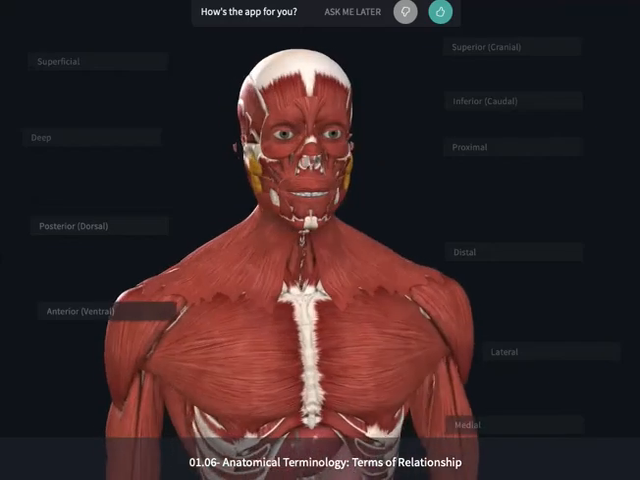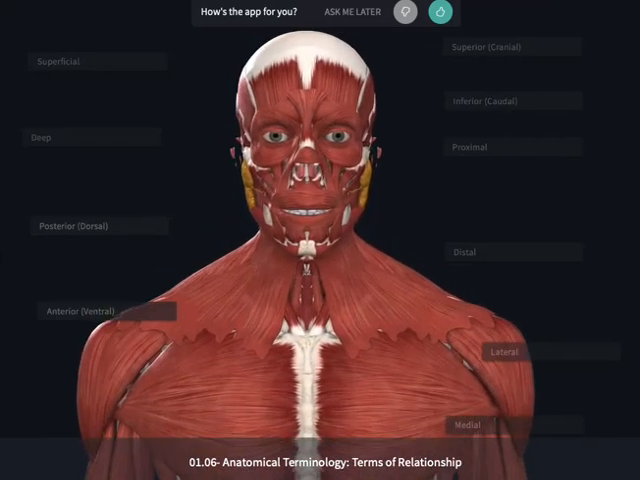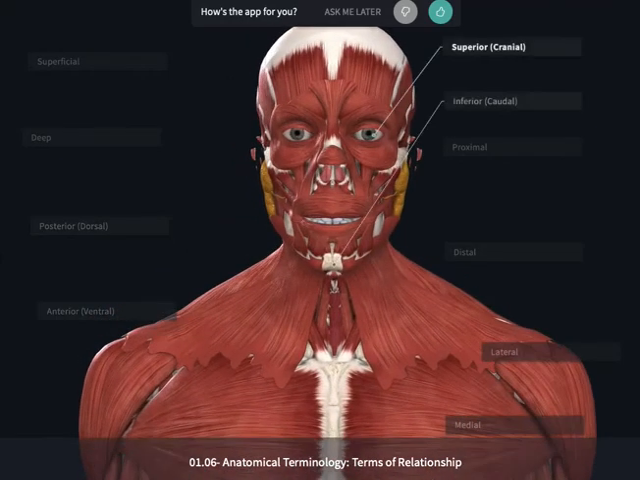We can also describe structures as either being superior or cranial and inferior or caudal. Cranial means the head, while caudal means the tail. So structures that are more superior are closer towards the top of our head, while structures that are more inferior are further away from the top of our head or closer towards the tail, or you could think of it in us as towards the soles of our feet.